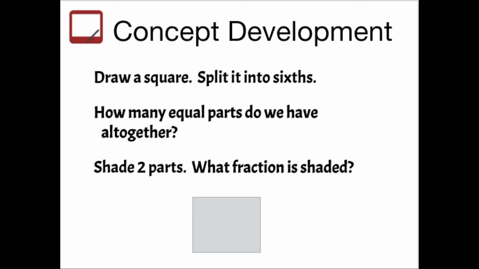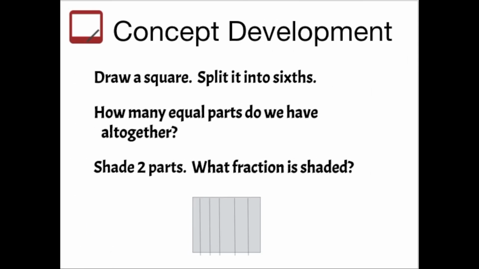Now I'll ask you to draw a square. Go ahead and draw a square and split it into 6. Was able to take a moment and split their square into 6ths. So I decided to split my square up into columns. I gave my square 6 parts, 6 columns.